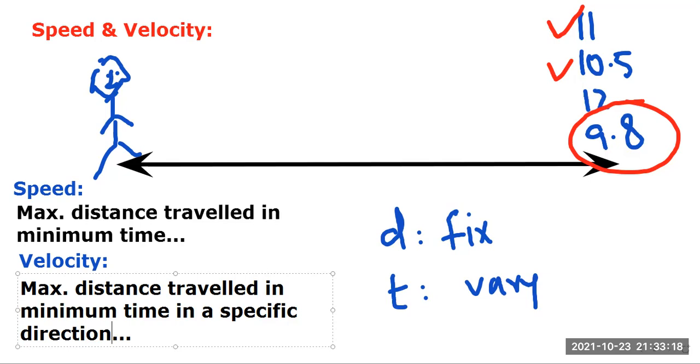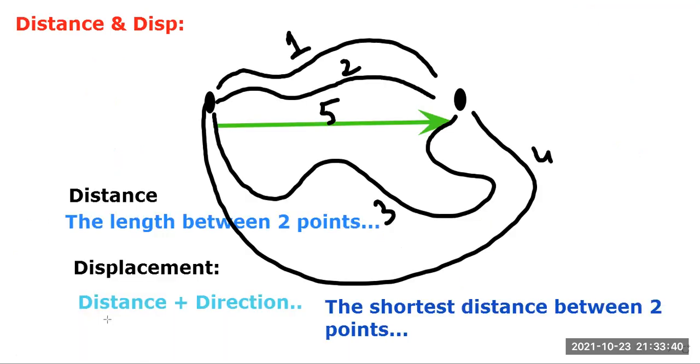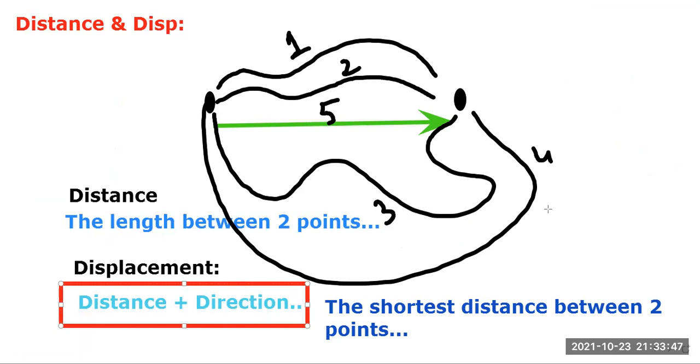Okay, so I'm going to make a little combination of words. So distance and some direction, distance with some direction is called? Distance with some direction is called velocity. Oh, look at here. Distance plus some direction is called displacement. Is this clear? Ji, sir.